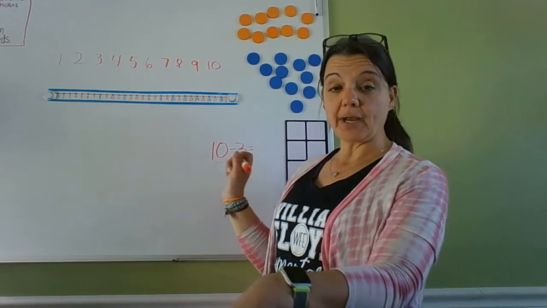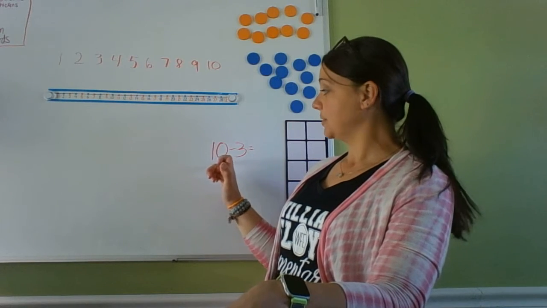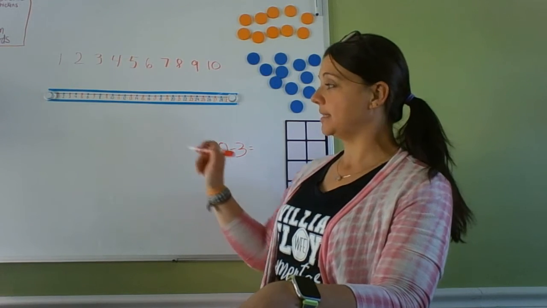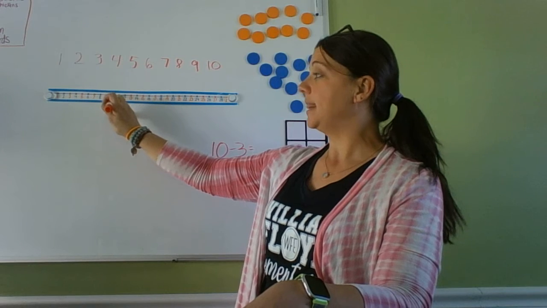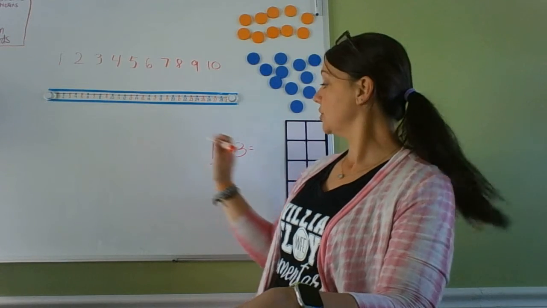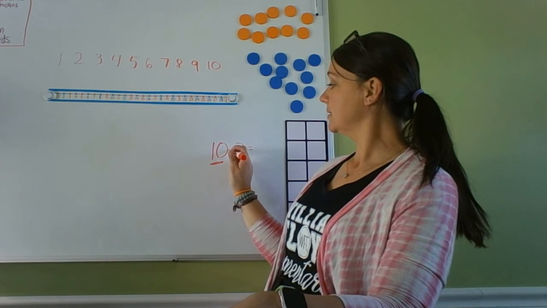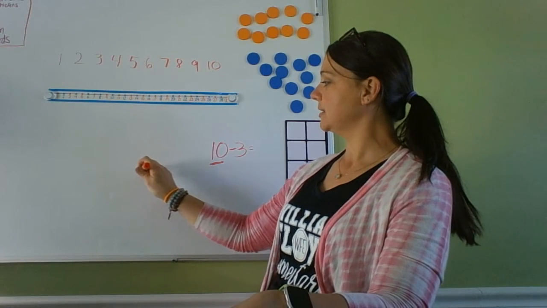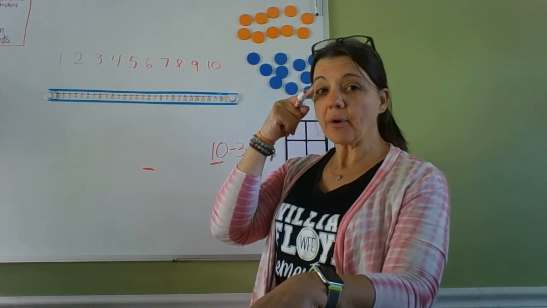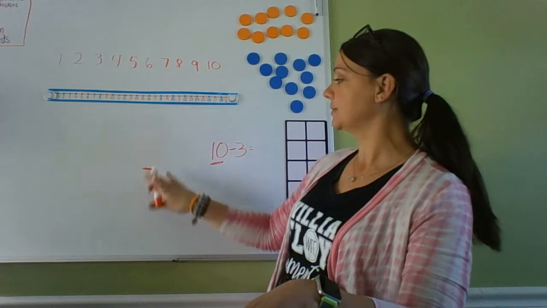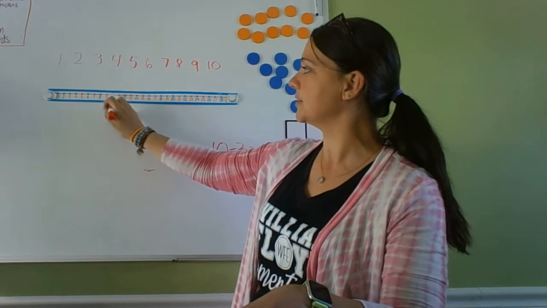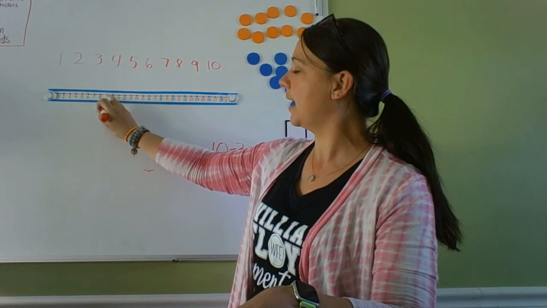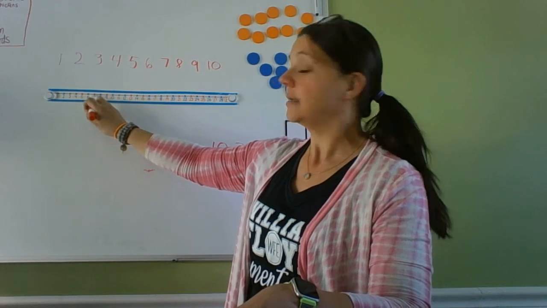The way we were practicing this at school was we would start at the number 10 on our number line, and then we would count backwards. So this symbol, the subtraction symbol, was telling our brains to count backwards. So that's what we're going to do here. We're going to start at 10, 9, 8, 7.